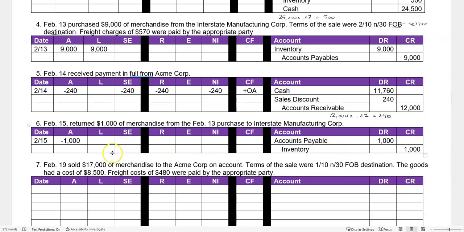Inventory is an asset. We're reducing it by 1,000. Accounts payable is a liability. We no longer owe that 1,000 because we returned the goods. No other financial statement is impacted, so neither the income statement nor the statement of cash flows is impacted in this transaction.